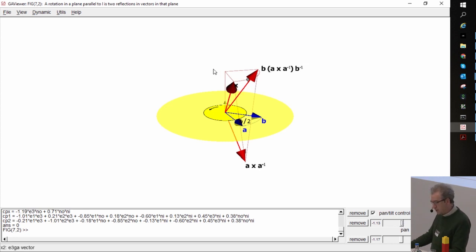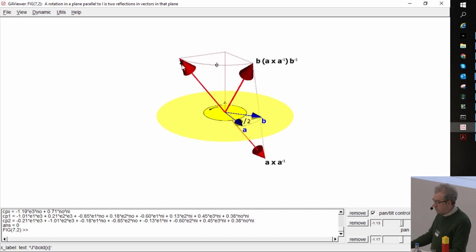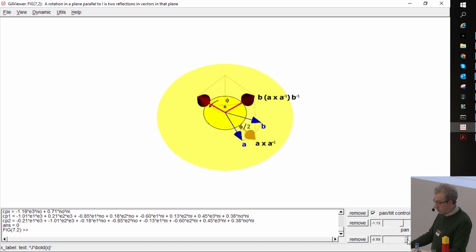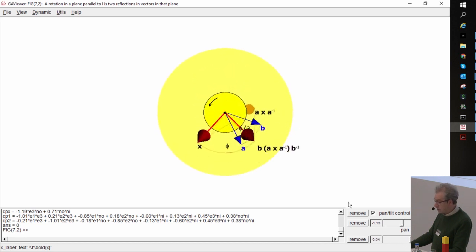So here I have a vector x, an arbitrary vector x, and a plane spanned by A and B. I do first a reflection in A, and then I do a reflection in B. And then if I look from above, I see that I have actually rotated over, and now I'll just manipulate A and B a little bit. You see that I've actually rotated over twice the angle between A and B.